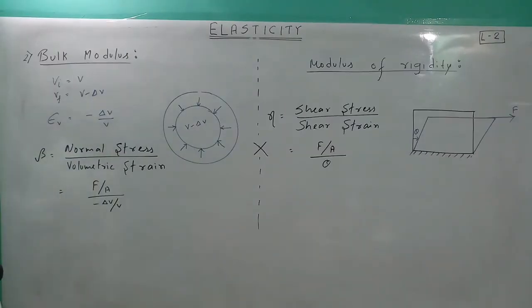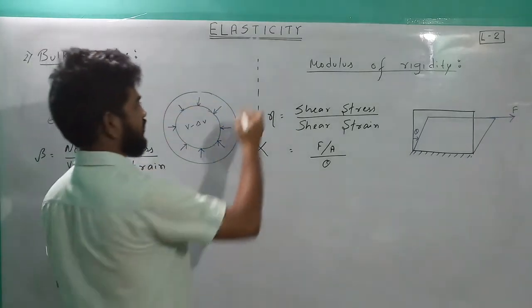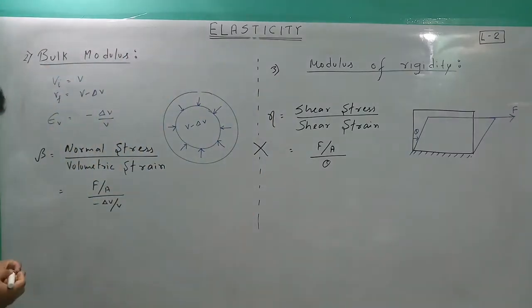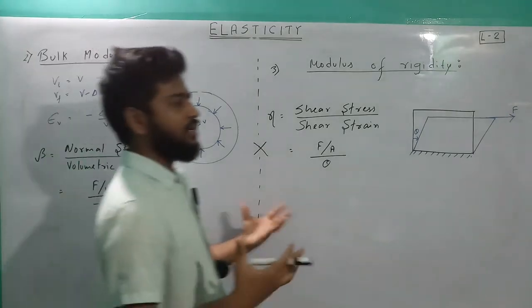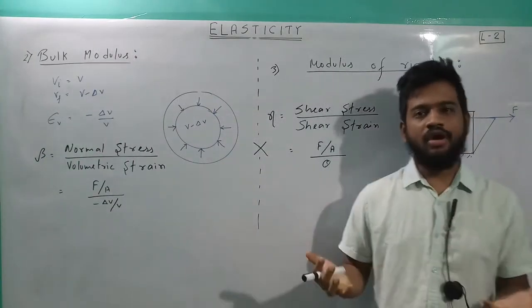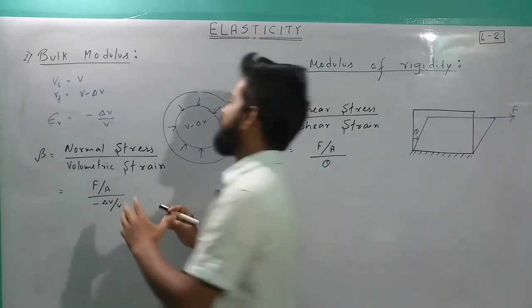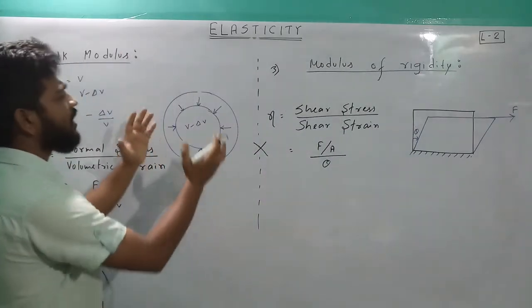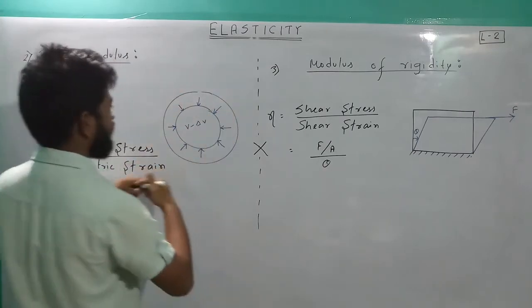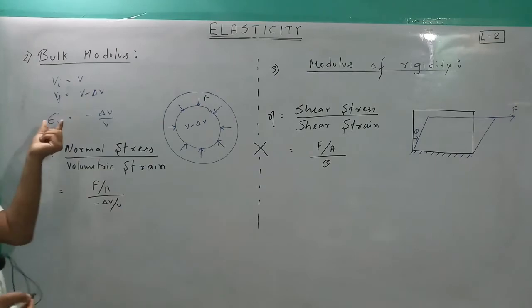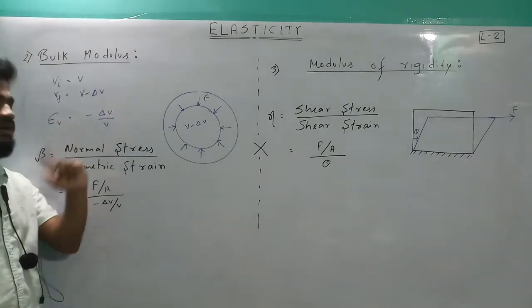The next types of modulus of elasticity are bulk modulus and modulus of rigidity. This is the third part. So we'll first go through bulk modulus. What exactly is bulk modulus? As it sounds, it is related with bulk bodies, that is the bodies having volume. So suppose we take a balloon or any 3D body and we compress it from all the sides by applying some sort of force F. We know first of all that the volumetric strain is delta V by V.